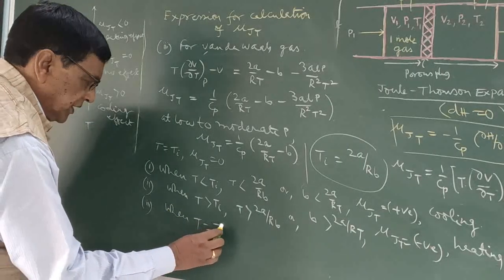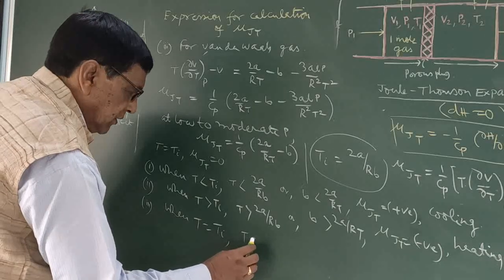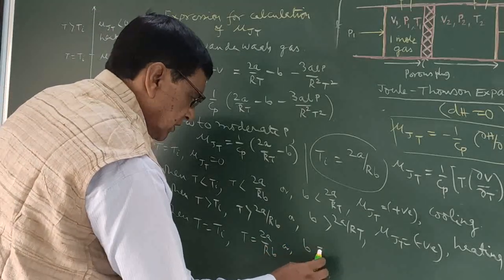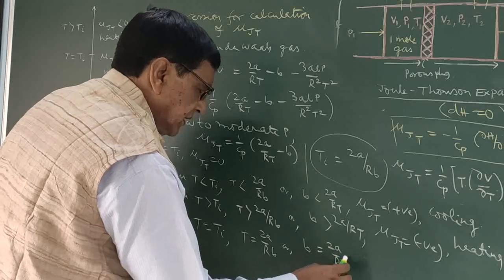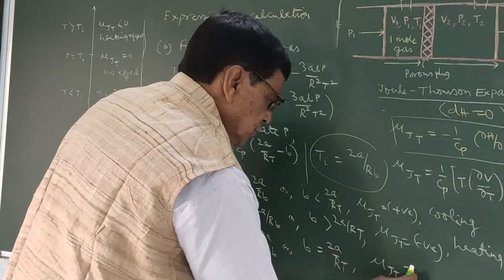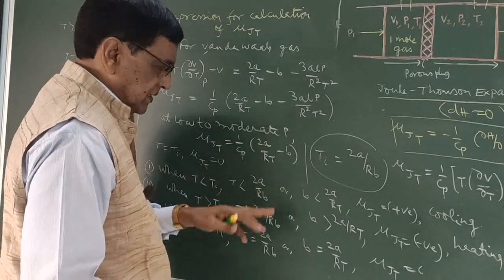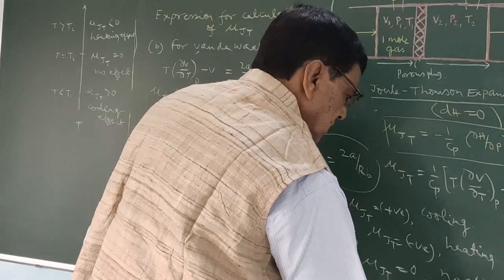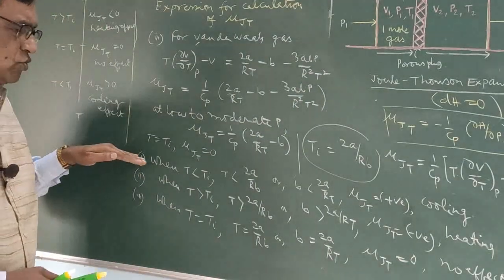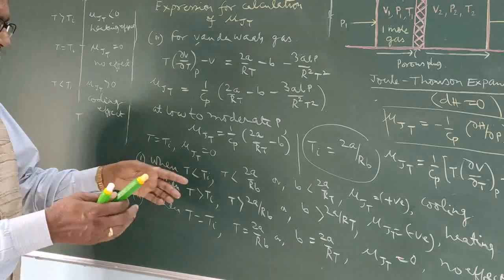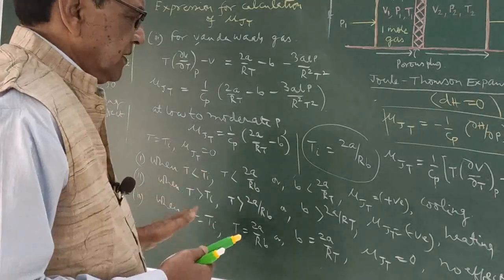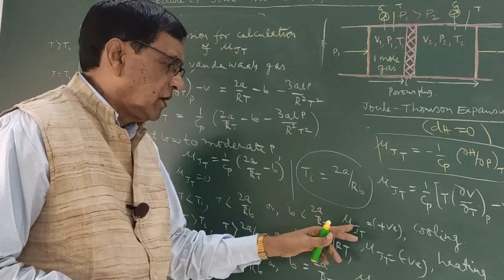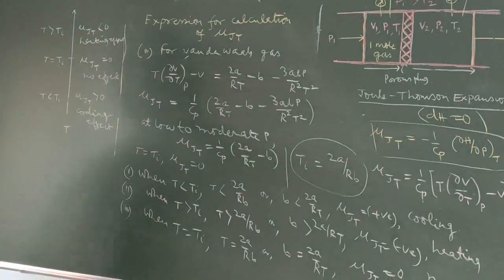And when T equals Ti, then T equals twice A by RB, or you can say B equals twice A by RT, and mu JT equals 0. So mu JT equal to 0 means no effect. These calculations nicely show how the inversion temperature has an important effect on the sign of mu JT, when it will be cooling or when it will be heating, like that.